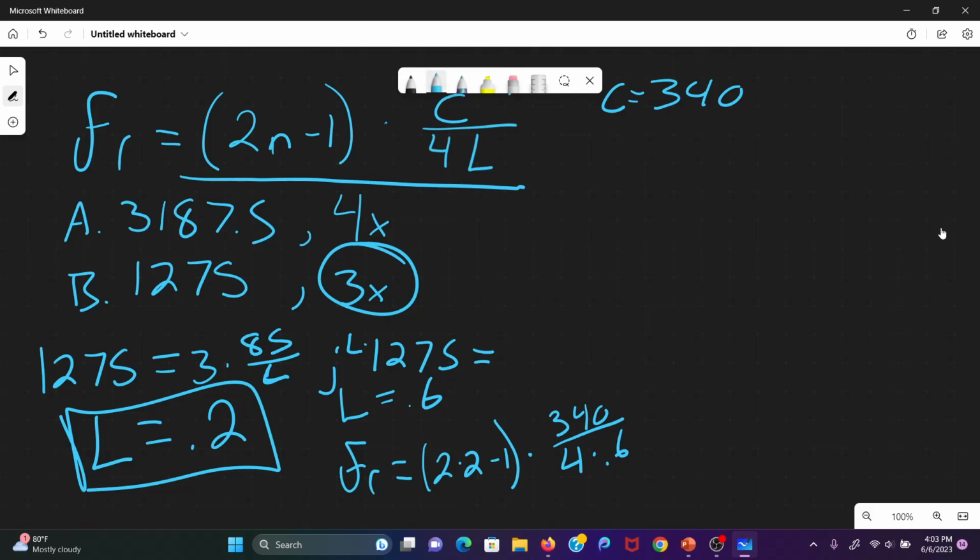All right. So 2 times 2 is 4 minus 1 is 3. 3 times 340 over, what is 4 times 0.6? Should be 2.4, but I am neurotic, so I'm going to double check. 2.4. 340 over 2.4. Like, we could just do that. 340 divided by 2.4 is 141. It's 142.